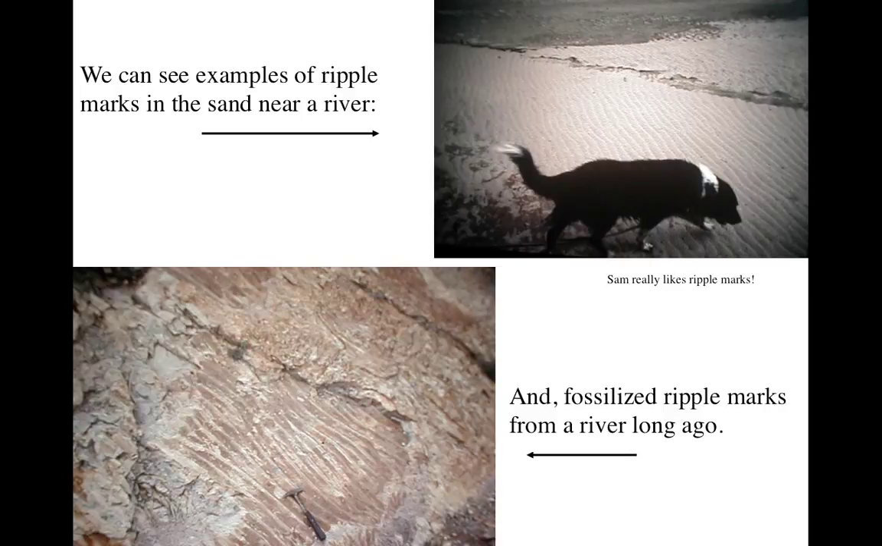Well, in the top picture, you can see examples of ripple marks in the sand next to a river. So on the edge, there's ripple marks sometimes. And apparently Sam the dog really likes ripple marks. And down here in the bottom, there's fossilized ripple marks. And scientists assume that because they find these ripple marks on the edges of rivers now, that this rock that's fossilized must have been the edge of a river millions of years ago, because that's where ripple marks are formed today.